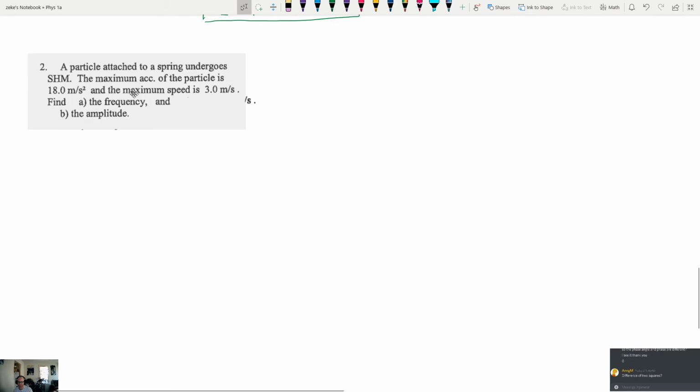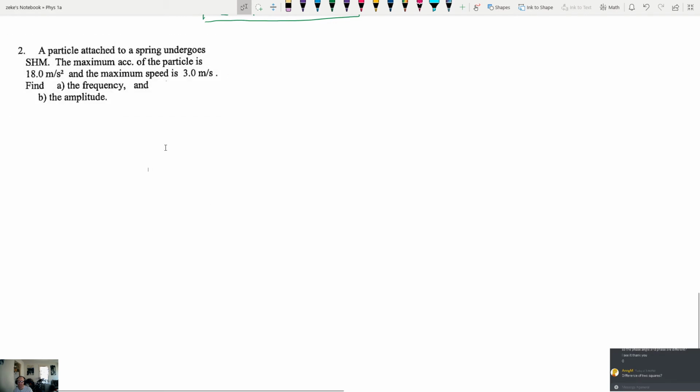Okay. Here's the problem. Again, this one's going to be pretty simple. A particle attached to a spring undergoes simple harmonic motion. The maximum acceleration of the particle is 18 meters per second squared. The maximum speed is 3 meters per second. And we want to find the frequency, omega, or f, and the amplitude. Any ideas? How can we do that?